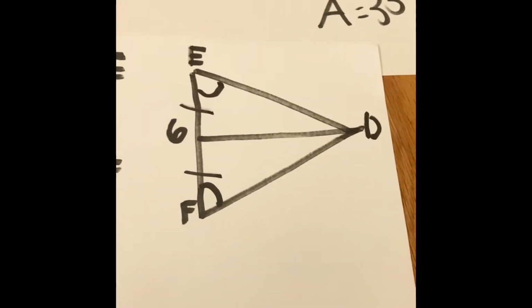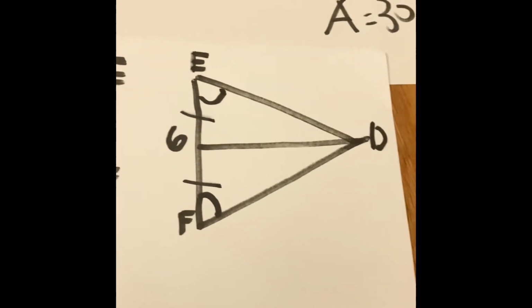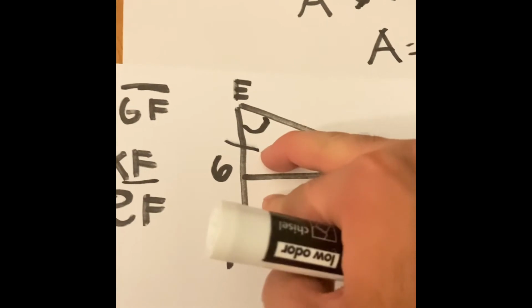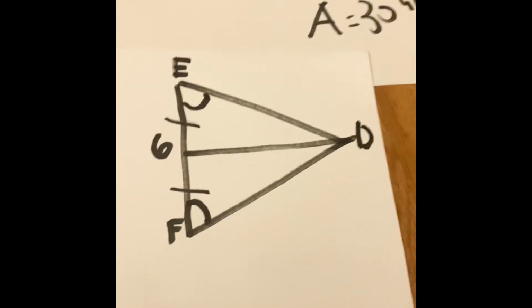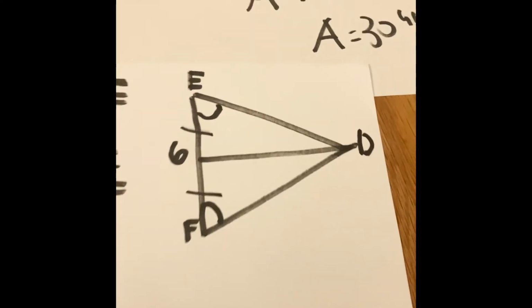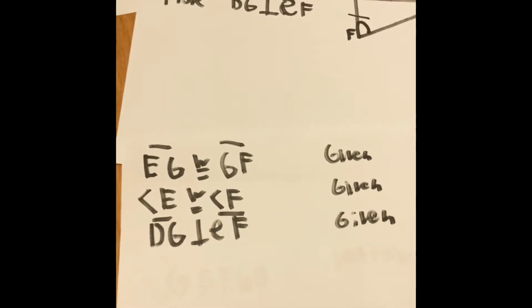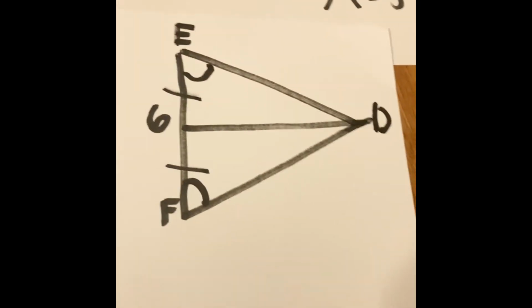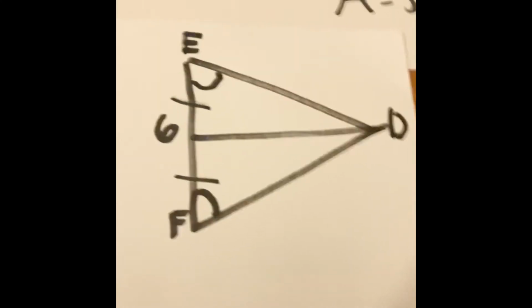I'm going to give you guys a hint. If we can prove that angles EGD and FGD are right angles, then we can prove that both lines are perpendicular, because right angles can lead us to perpendicular lines. So technically, here are our givens. What we could have done is make these triangles congruent to make another proof happen.